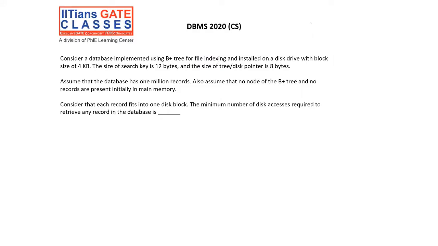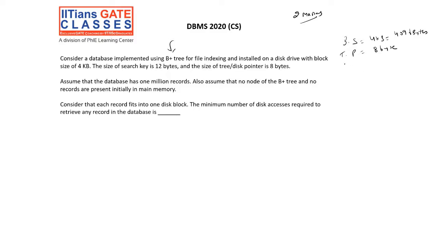Let's see the next question. This is also a 2 marks question. This question comes from B plus tree. Consider a database implemented using a B plus tree for file indexing and installed on a disk drive, right? So that index file is on the disk drive with a block size of 4 KB. So your block size is 4 KB, which means 4096 bytes. And the size of the tree pointer is 8 bytes. So your tree pointer is 8 bytes.